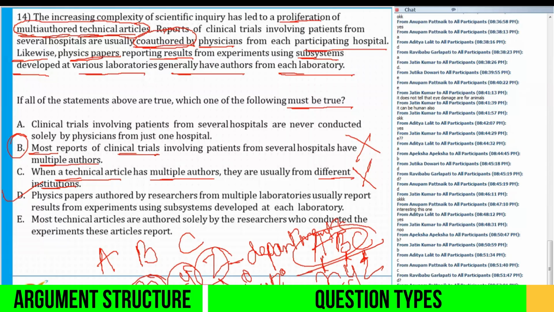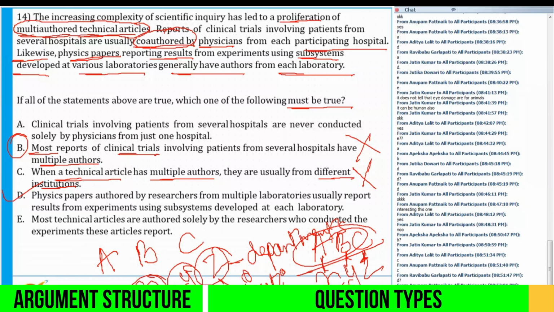And that is why B is the answer. Why is B not the answer? B is not the answer because it is saying most of the articles are multi-authored. But that's not true. There can be some articles that are not multi-authored. Whatever is being said is only and only when an article is multi-authored. If the article is not multi-authored, then whatever he's saying does not apply.